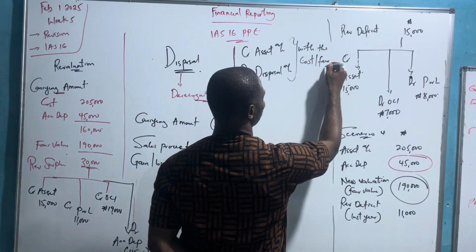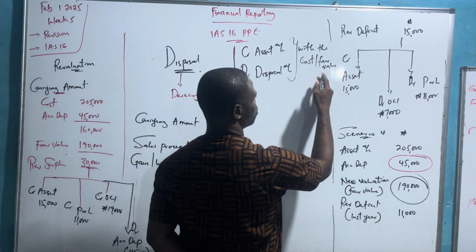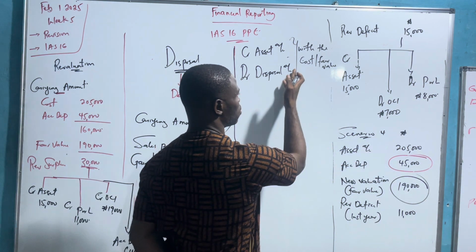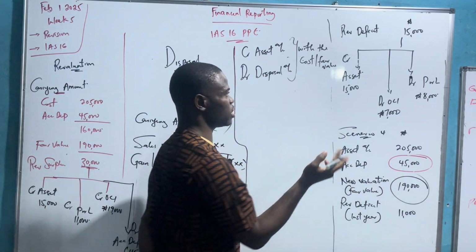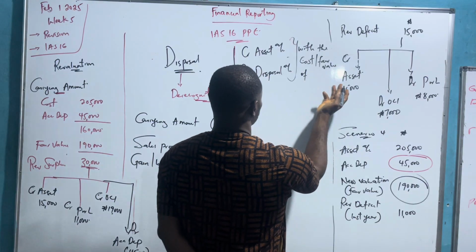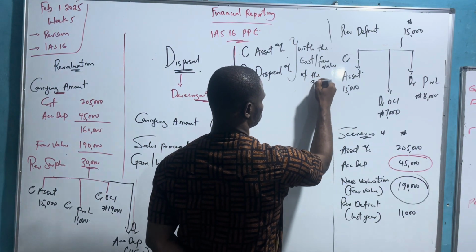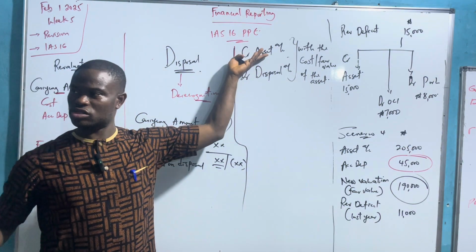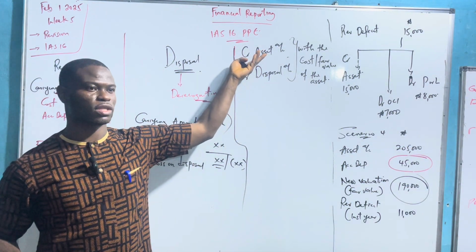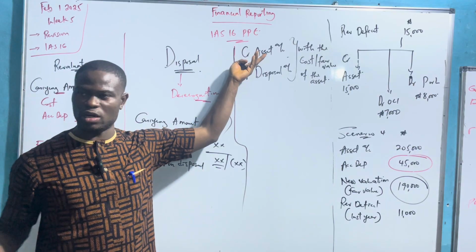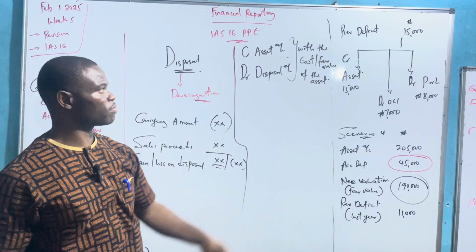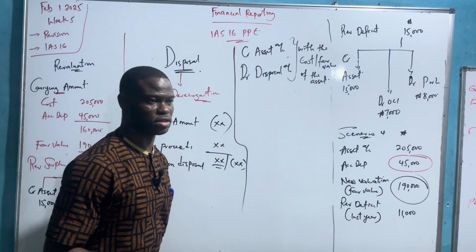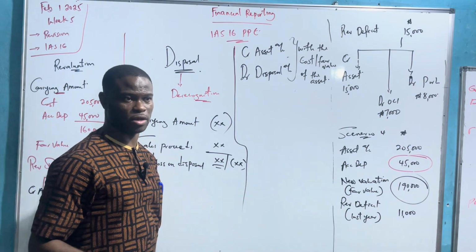I don't know how many times I want to tell you that your asset account is always at cost or fair value, depending on which model you are using. So I don't know why you are saying carrying amount. This asset account is always at cost if you are using the cost model. It's always at fair value if you are using the revaluation model.